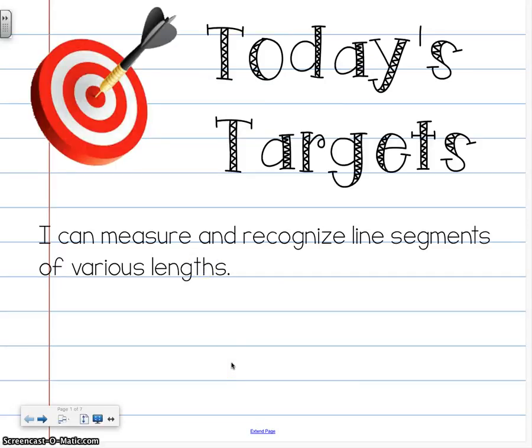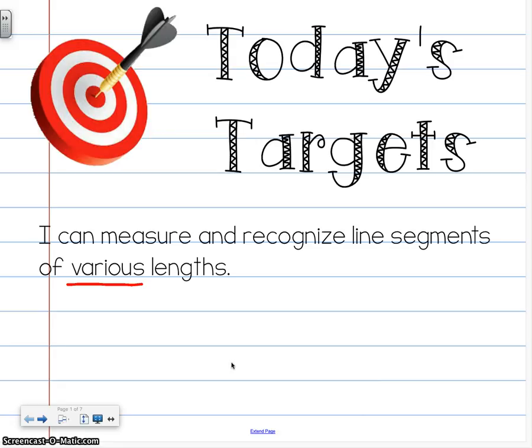Third graders, put on your thinking caps. Today our target is to recognize and measure line segments of various lengths. I'm noticing the word various. Miss Anderson, that tells me that I think we're using different lengths. You know how I know various? Because some packs of jelly beans have various flavors in them. Oh, connection. Real life connection, Miss Anderson.